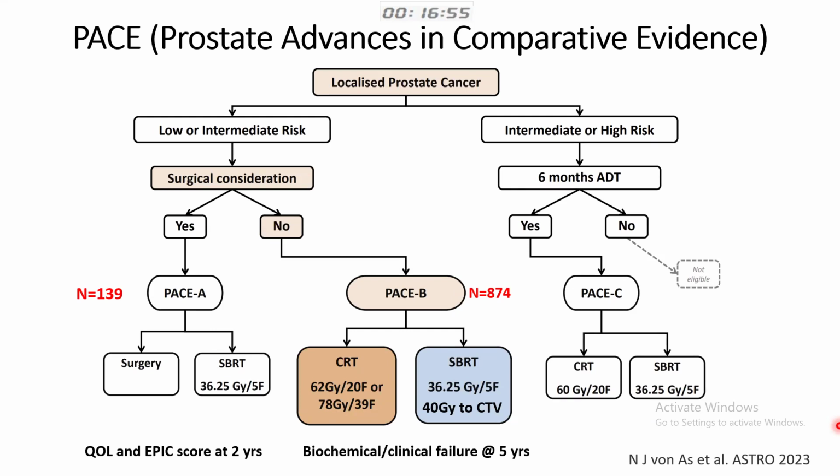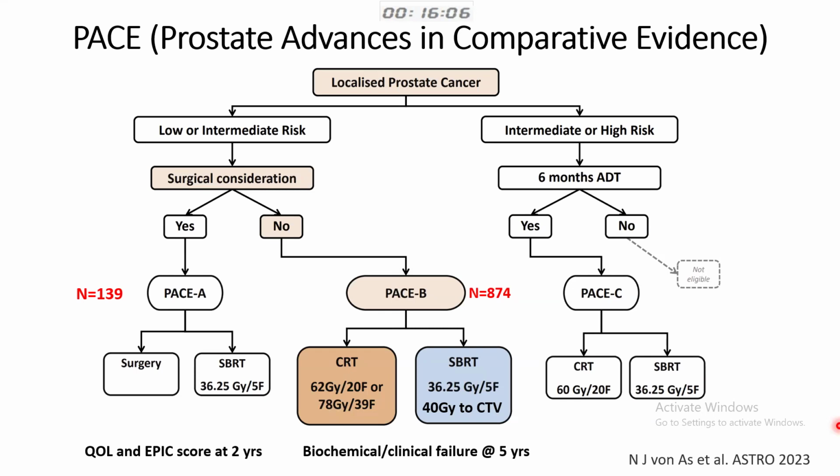So basically, what PACE does is that they take localized prostate cancer patients, and if they are low or intermediate risk, then they are considered for surgery. If they are eligible for surgery, then they are randomized into either SBRT or surgery, and they go to the PACE-A study, which has the EPIC quality of life scores at 2 years as the primary endpoint. Subsequently, if surgery is not being considered, then these patients are randomized into either conventional radiotherapy or SBRT, which has taken around 874 patients in the phase 3 setting, and the clinical or biochemical failure at 5 years as the primary endpoint.